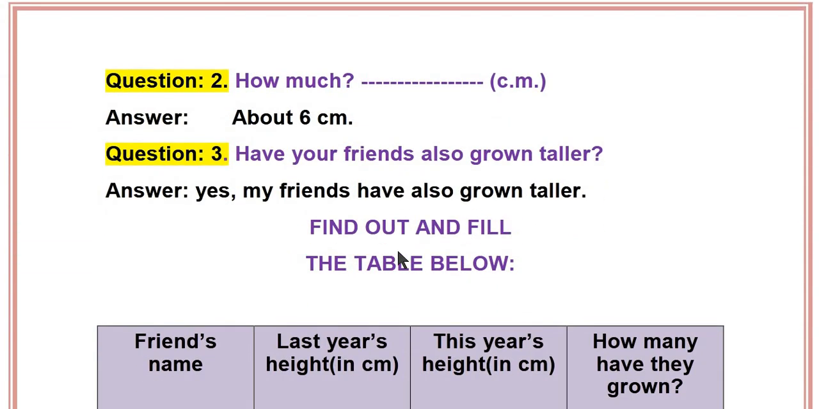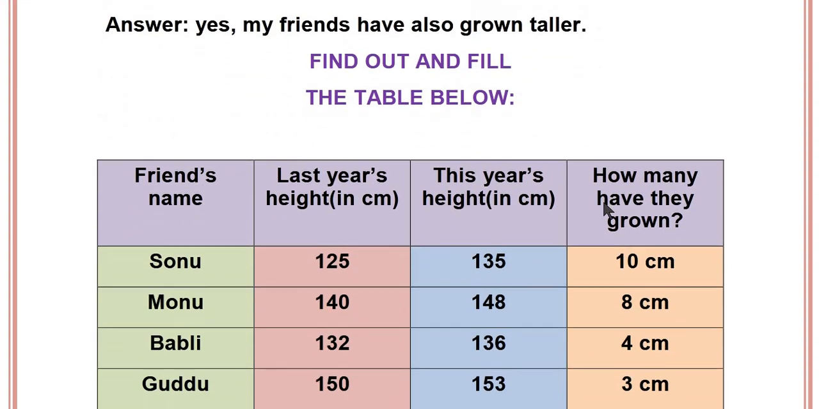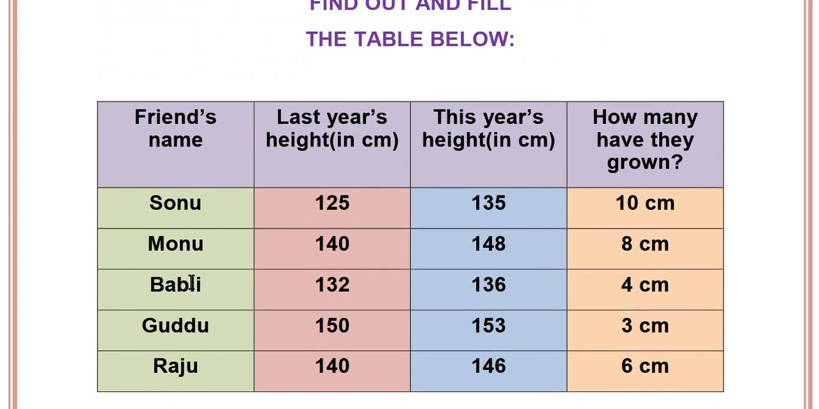Question number 2. How much in centimeter? Answer. About 6 centimeter. Question 3. Have your friends also grown taller? Answer. Yes. My friends have also grown taller. Find out and fill the table below. Here some friends' names are given. Their last year's height is given. And their this year's height is given, and afterward we have to write the difference between this year's and last year's heights here.